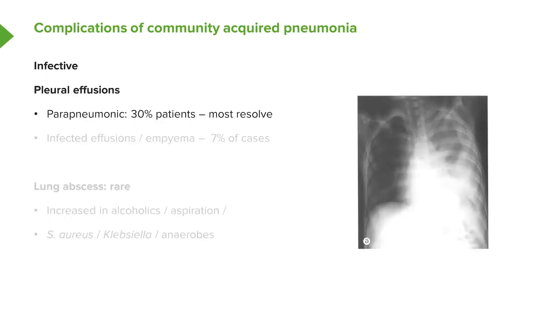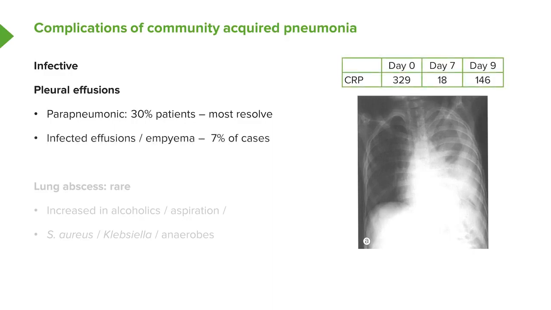So the important complications of pneumonia not to miss are infective ones, and this largely comes down to pleural effusions. Parapneumonic effusions, these are small effusions that occur in patients with pneumonia and are not infected, are present in about a third of patients, and these will resolve as the patient gets better. However, in a minority of patients, about 5 or 10%, that effusion will become infected and become a complex parapneumonic effusion, and eventually that moves on to forming an empyema.